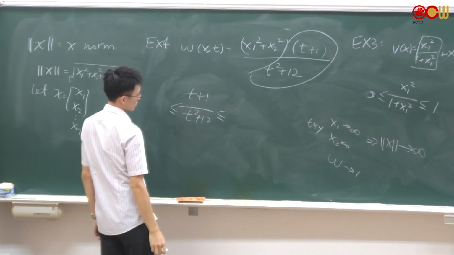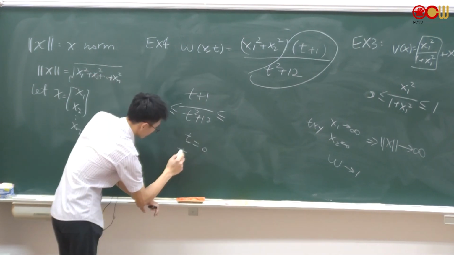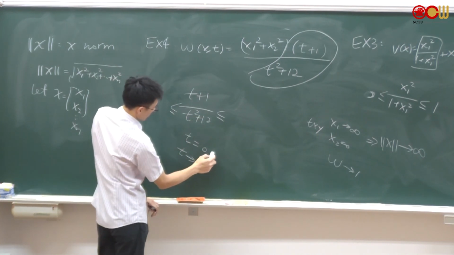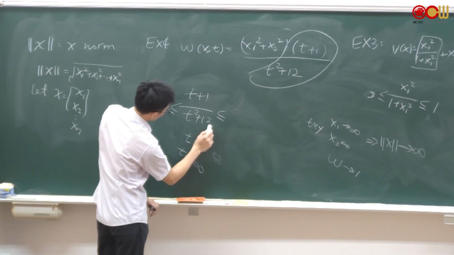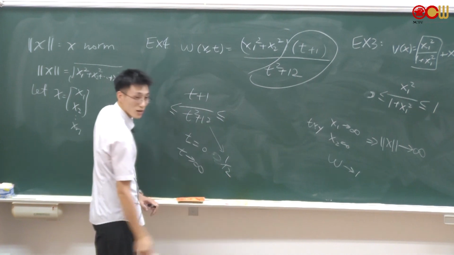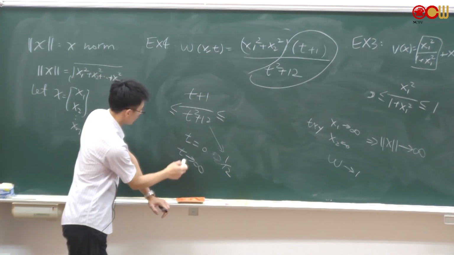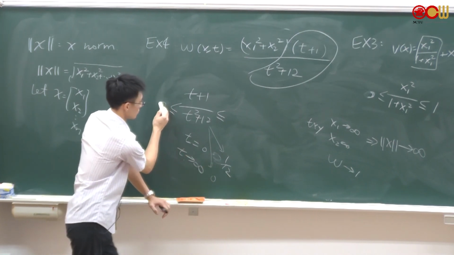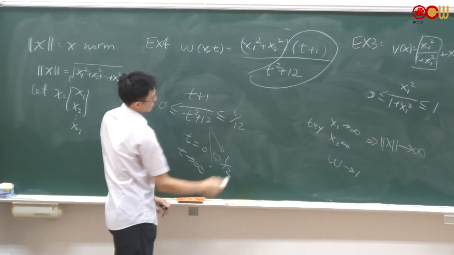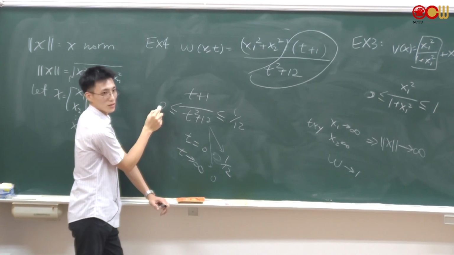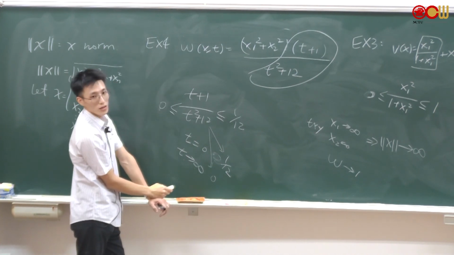What's the upper bound? What's the lower bound? Just check two cases, right? For t equal to 0, what's the value of this? It goes to 1 over 12, right? And for t going to infinity, what's it? 0. So it could go to 0. So you cannot say it's already unbounded. 0 prevents the whole term from going to infinity. Okay.